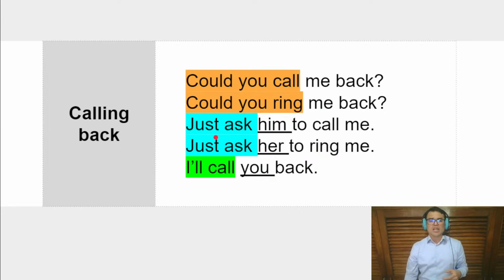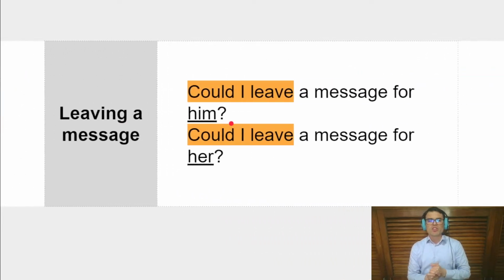If you want to leave the message, right? Just ask him to call me. Or this is the message also. Just ask her to ring me. Tell him to call me. Or tell her to call me. Good. Or I'll call you back, right? I'll call you back. I will call you in return. Yes, I'll call you back. That's great. Nice.